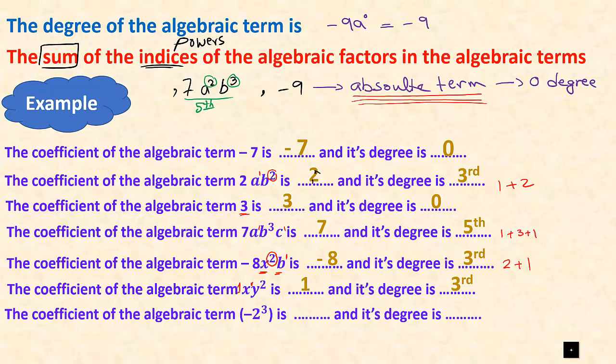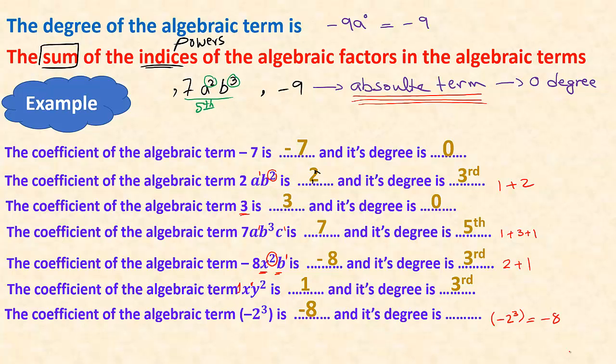What about the coefficient of the algebraic term negative 2 to the power of 3? We all know that negative 2 to the power of 3 is equal to negative 8. So I have here an algebraic term only containing a numerical factor, which is the coefficient, and it's negative 8. And what about the degree? Do you think the degree here is of the 3rd degree?